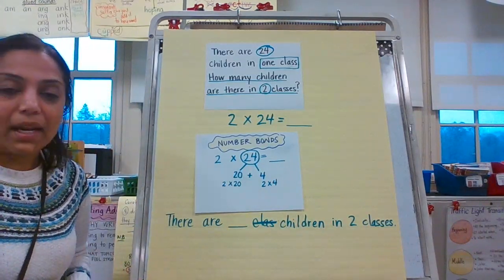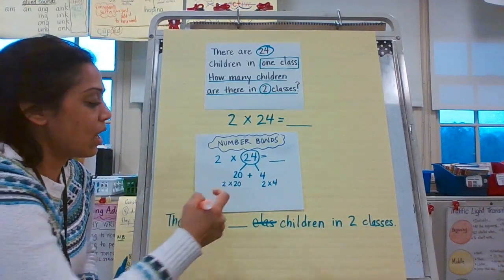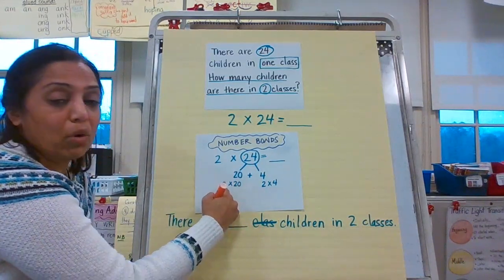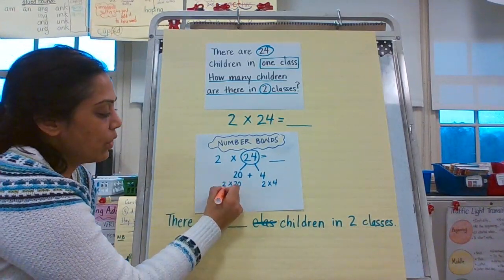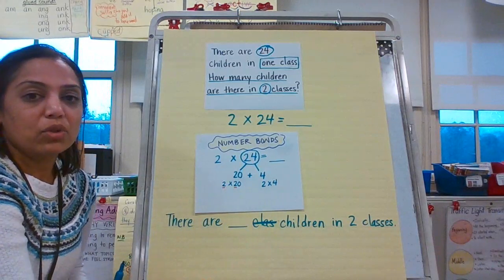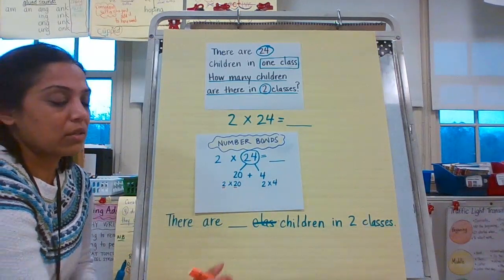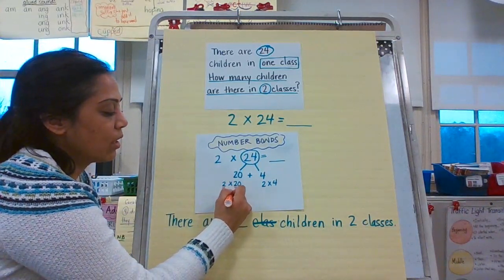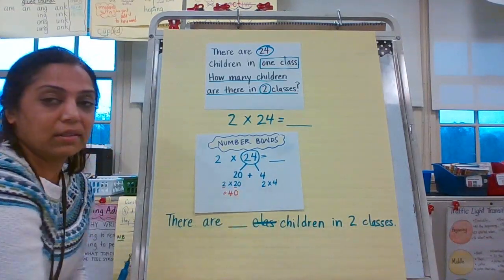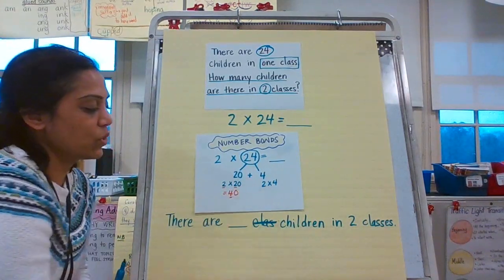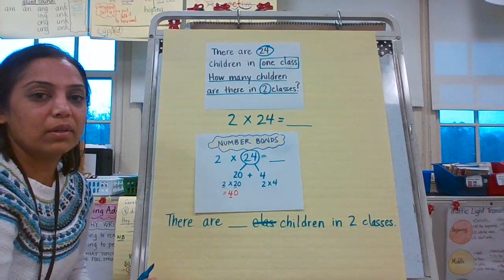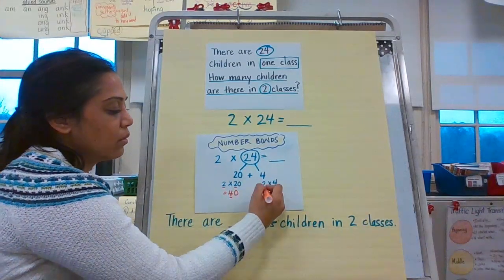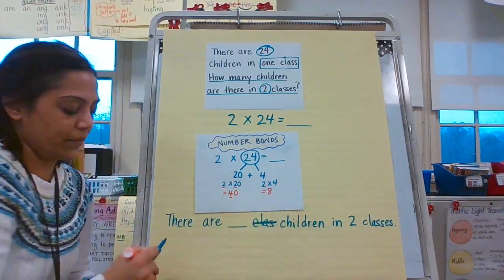Something else that we've been talking about in class is using smaller facts. In this case, if you don't know what 2 times 20 is, you can think about 2 times 2. 2 times 2 is 4. So we can say over here, it's 40, right? Because 2 times 2 is 4, and we just add that 0. 2 times 4, we should know that, that's 8.